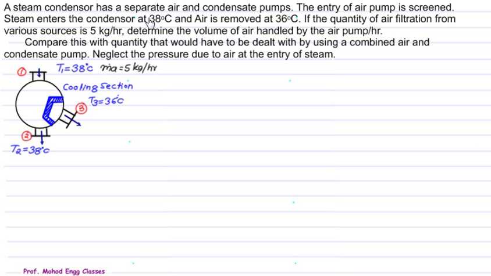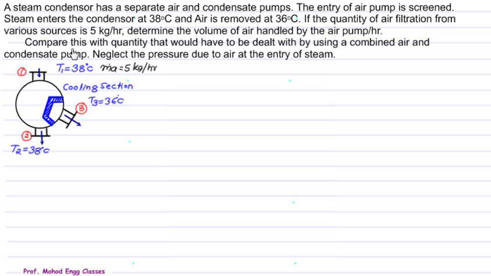A steam condenser has a separate air and condensate pump. On this side we have the air pump, and on this side we have the condensate pump. The entry of air to the pump is screened off.